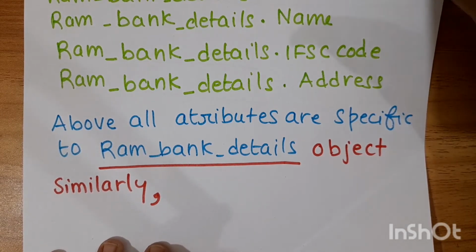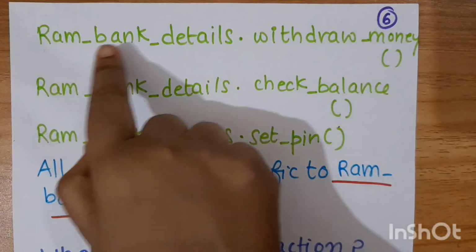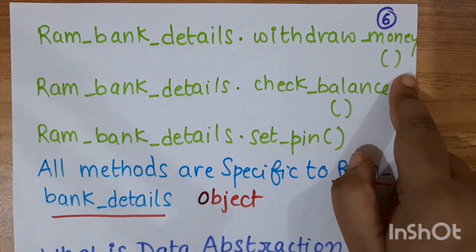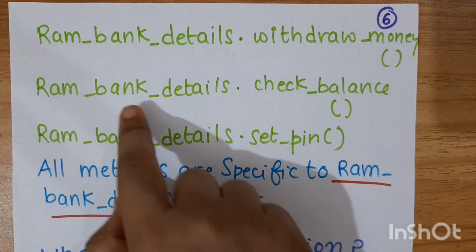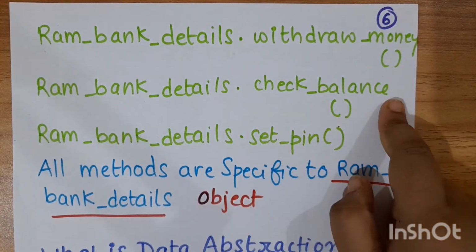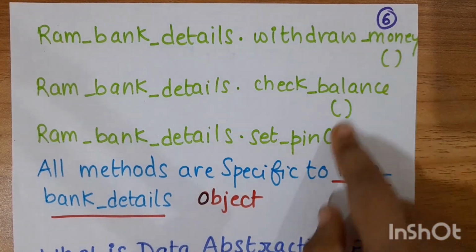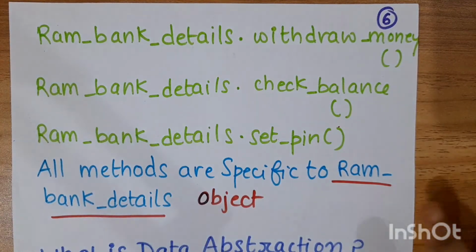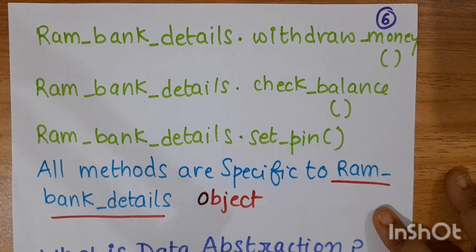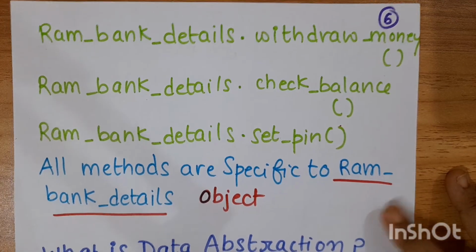Now Ram bank detail dot withdraw money, this is a method. Ram bank detail dot check balance, it is also a method. Ram bank details dot set PIN, these are all methods of the Ram bank details. So all the methods are specific to the Ram bank details object.